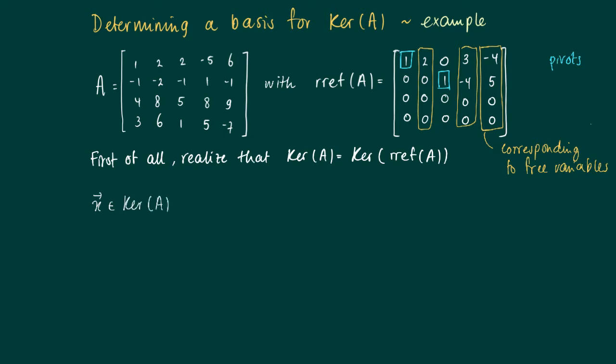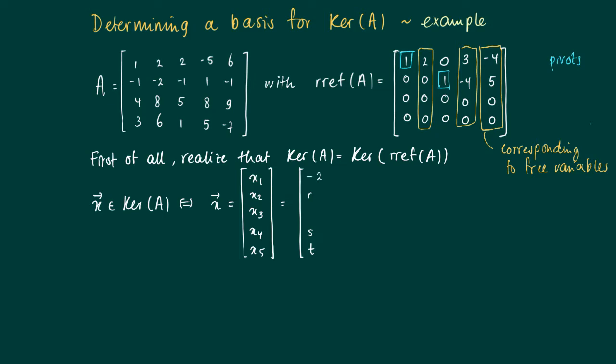x belongs to the kernel of A if and only if x equals, well, we now write x down in coordinates, x1, x2, x3, x4, x5, and now we choose x2 equal to r, x4 equal to s, and x5 equal to t, which are the 3 free variables, x2, x4, and x5. So we write r, s, and t.